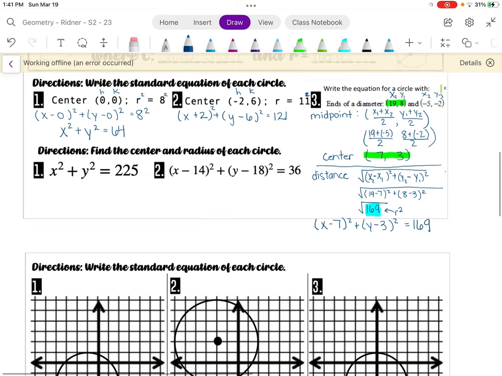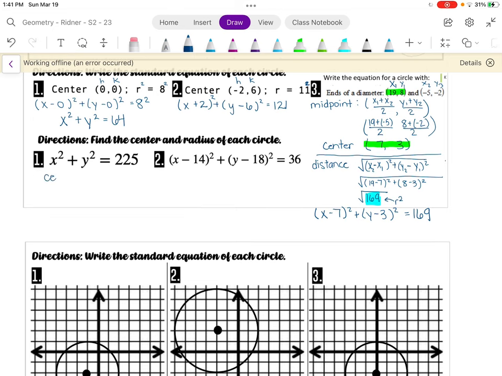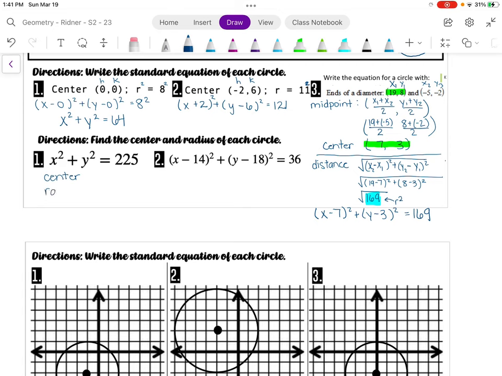Okay. These you're just finding center and radius, so these should go really quick. There is nothing with x and y, so that means the center is at the origin, or 0, 0. The radius is the square root of 225, which is 15. In this example, remember it's always opposite, so it's not negative 14, it's positive 14, positive 18. And the radius is the square root of 36, which is just 6.